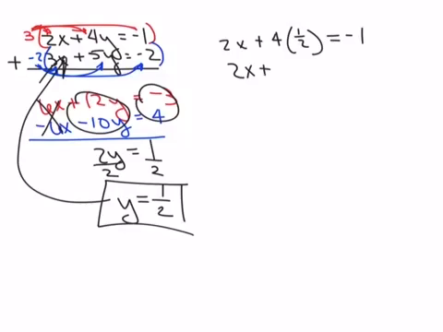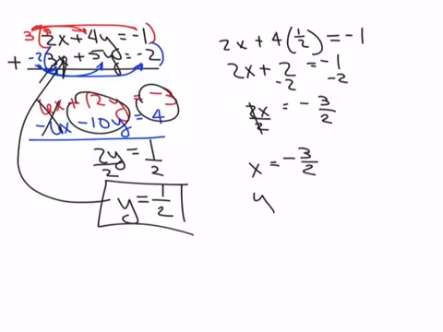2x plus, what's 1/2 of 4? 2. Subtract 2 from both sides. Divide by 2. That goes away. So x equals negative 3/2 when y equals 1/2. And then it can be written this way, and that's how I would prefer it written: negative 3/2, 1/2.